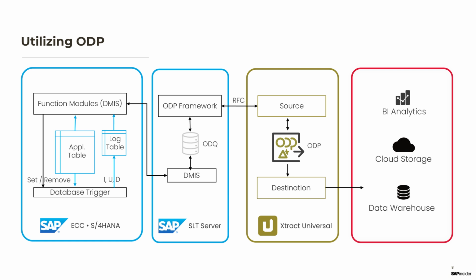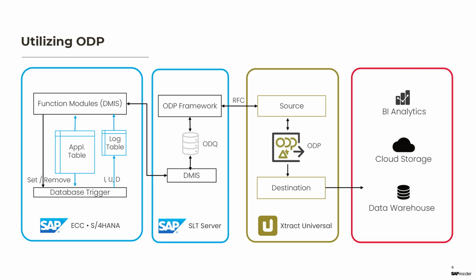And so how does this work? So this screen here will show the architecture of how you would use this using the ODP framework in conjunction with the SLT server. So it all starts over on the SAP side. So with SLT, with the SLT server, what happens is there's a function module that's provided that basically sets a trigger on your desired table.